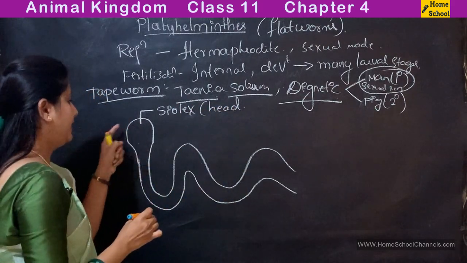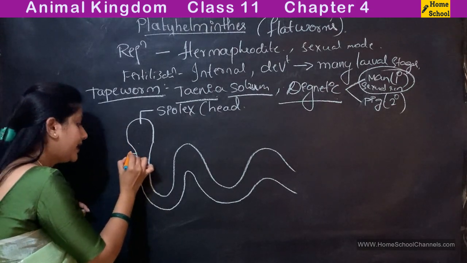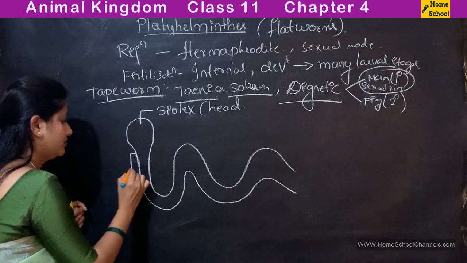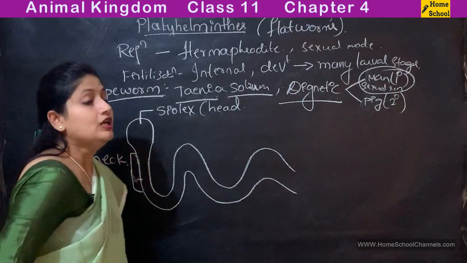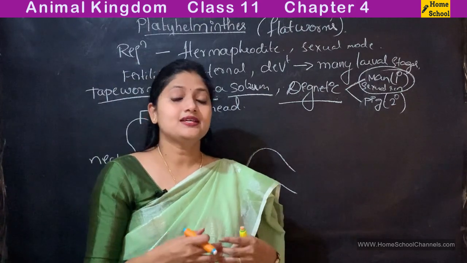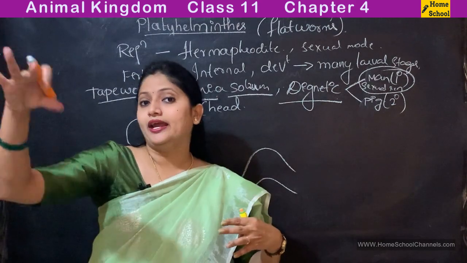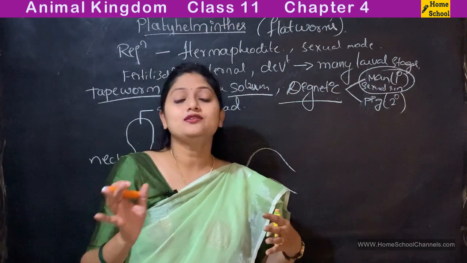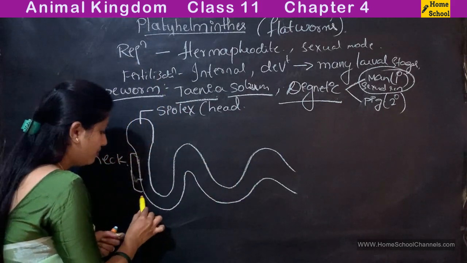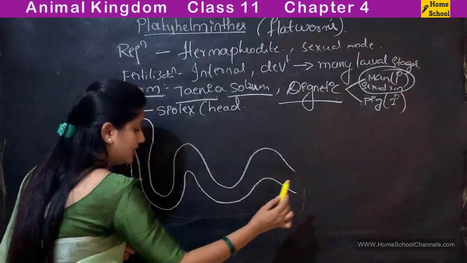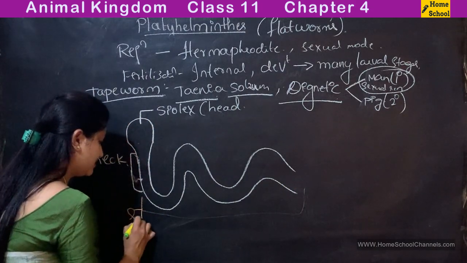This part is called the neck part. The remaining part, apart from the neck and the head, till the end, is usually called the strobilus. From here till here, we call it the strobilus.